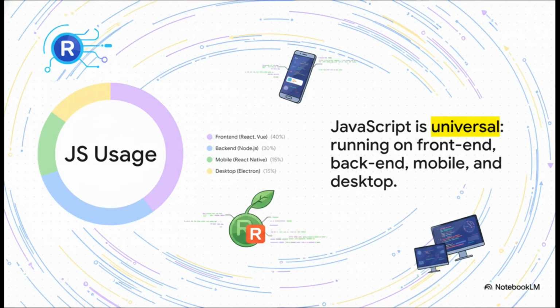I mean, just look at this. It really gives you a sense of how far JavaScript has come. Today, it runs literally everywhere. It's on the front end with frameworks like React and Vue. It's on the back end with Node.js. It builds native mobile apps with React Native. And it even powers the desktop apps you use every day, like Discord and VS Code, through a tool called Electron. It is truly a universal language.